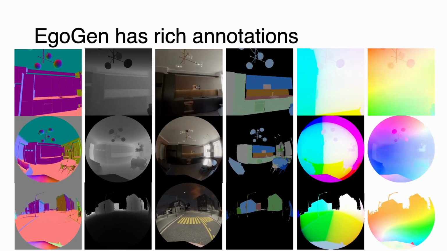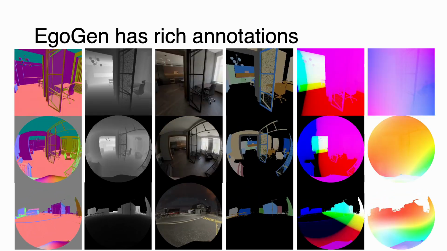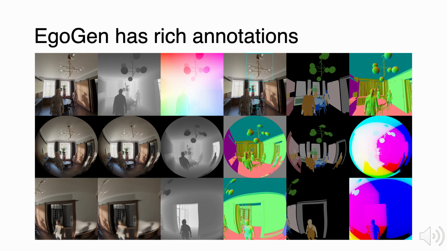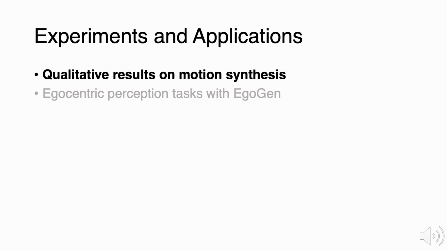We can render high-quality egocentric synthetic data with a rich set of ground truth annotations, including RGBD images, optical flow, surface normals, segmentation masks, object bounding boxes, world positions, and simulated motion blur. For egocentric perception tasks, we conduct several experiments to compare the motion quality of our model with baselines and perform various egocentric perception tasks to demonstrate the efficacy of EgoGen.